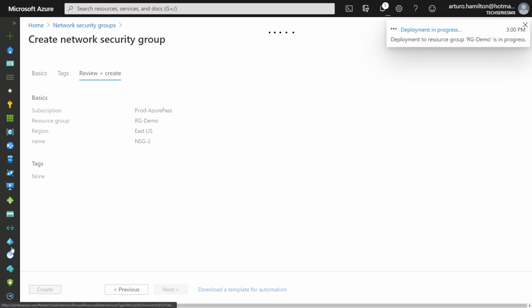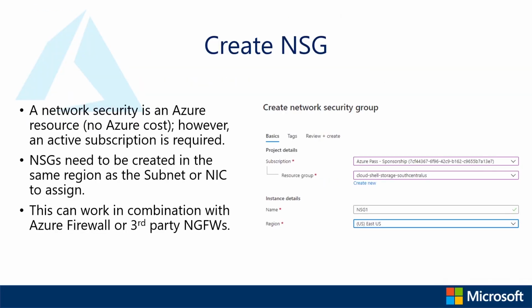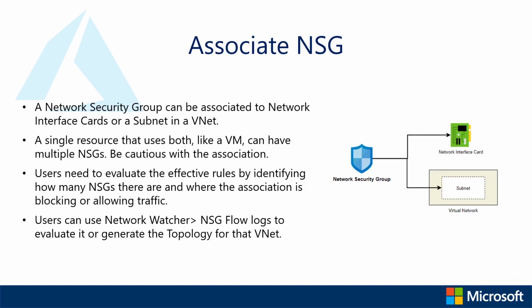Once created, once I have it, I can associate this. There are different types of association. For example, I can associate to a subnet or I can associate to a network interface card. My virtual machine has both a network and a network interface card, right? So I can add multiple security groups for each of the channels.